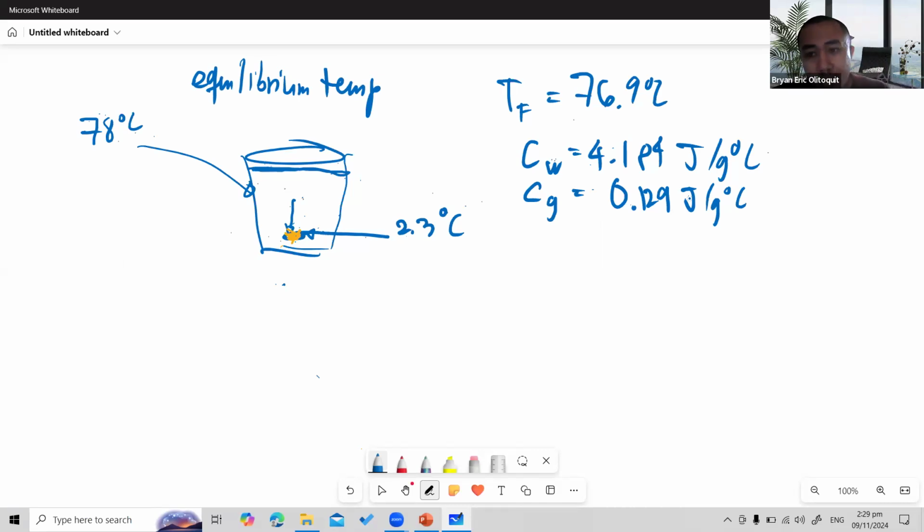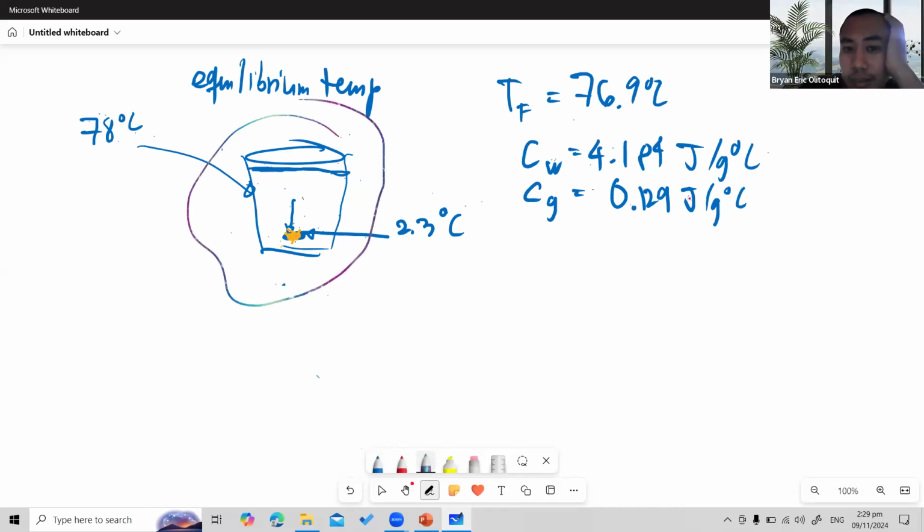That's why, in terms of thermodynamic systems, i-isolate natin tong material na to from the universe. Kasi in reality, itong tubig na to, magkakaroon pa to ng heat transfer palabas, sa air, for example. That's why ang pag-uusapan lang natin dito is yung dalawang material, which is yung gold at saka yung water.